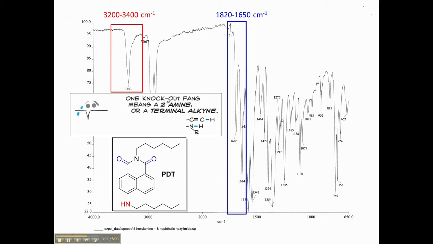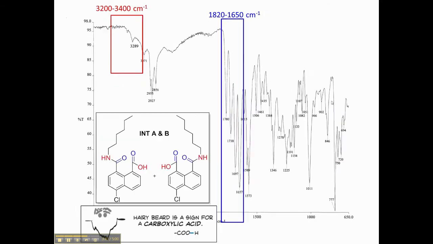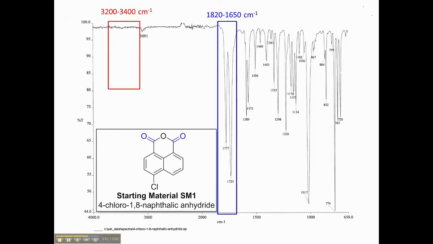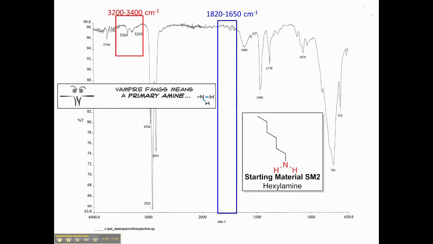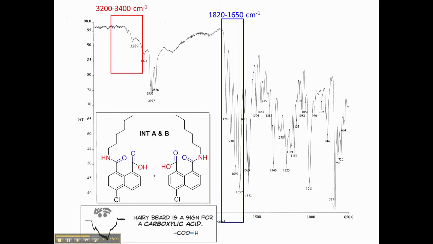Not necessarily focusing on the fingerprint region, because for these compounds, they are exceedingly messy. If I flip through them quickly, you see an enormous number of peaks over on the right-hand side. So we are not going to focus on the right-hand side. We focus on the left-hand side, the functional group region, in particular, the region where there are OHs, NHs, and or carbonyls.